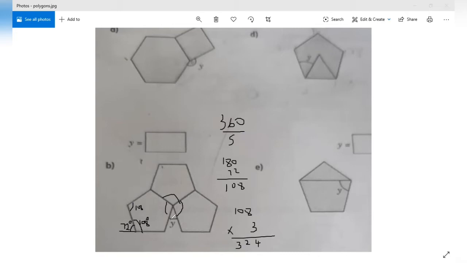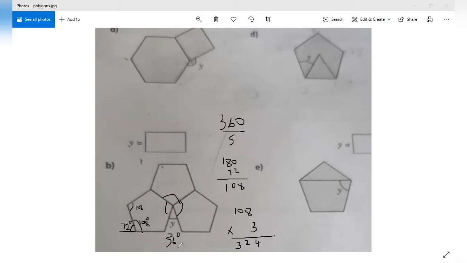So I need to take this 324 away from 360, and my y should be 36 degrees for that bit. When I add 36 degrees to 324, I should get 360, which makes sense because angles around the point should add up to 360 degrees. So y here is 36 degrees.